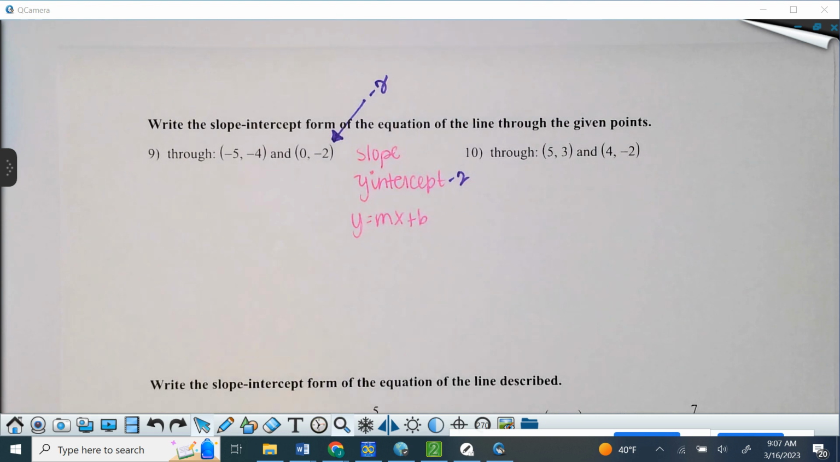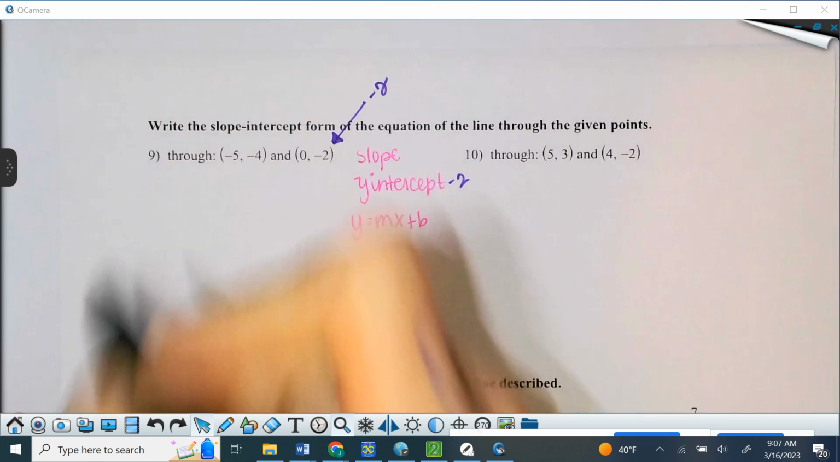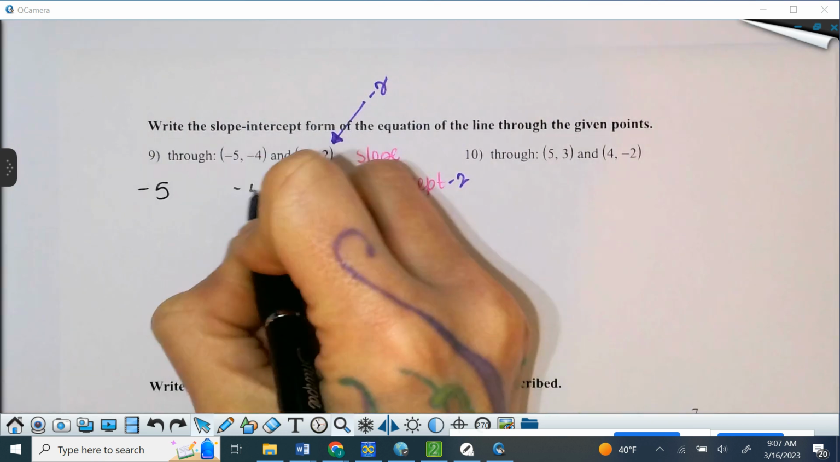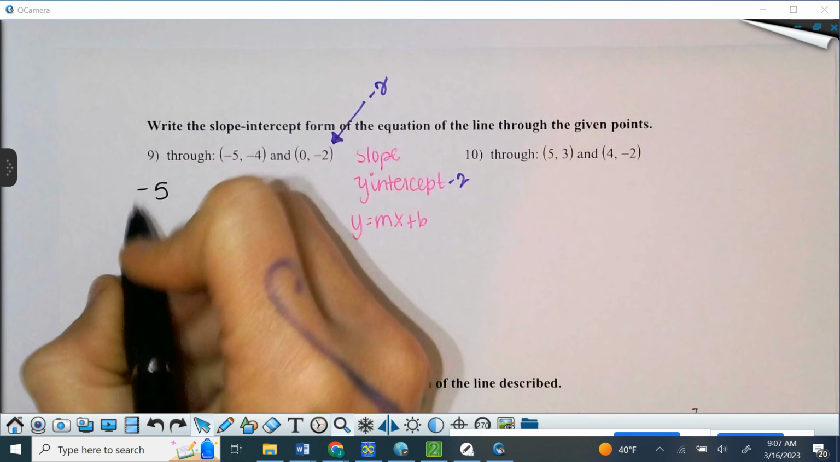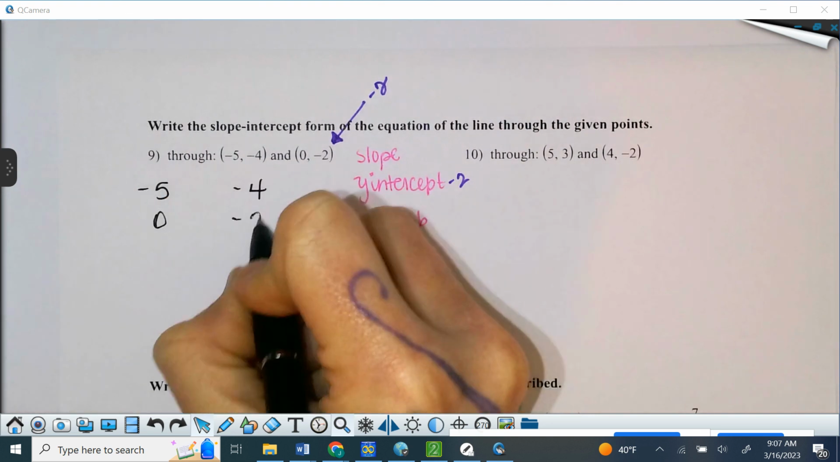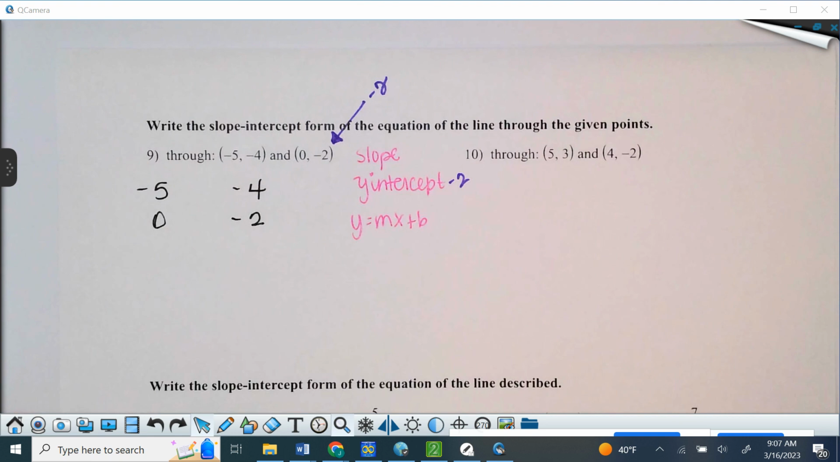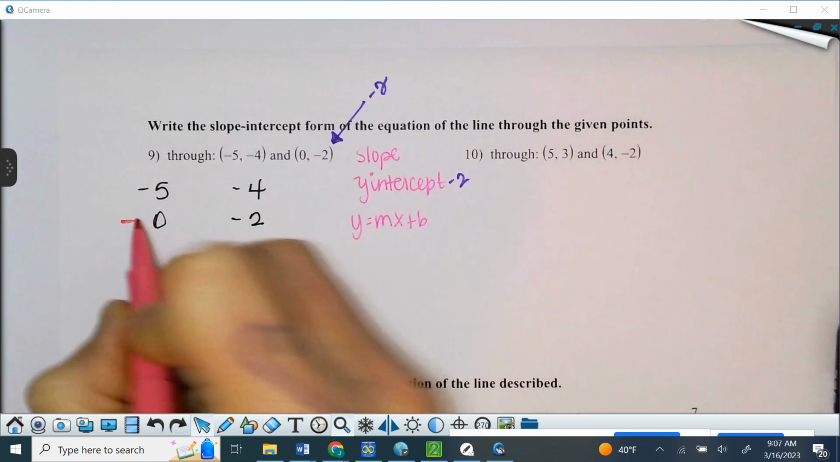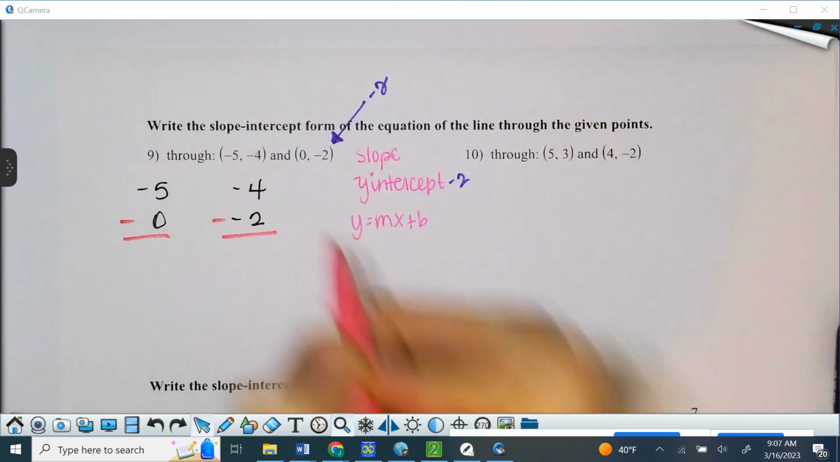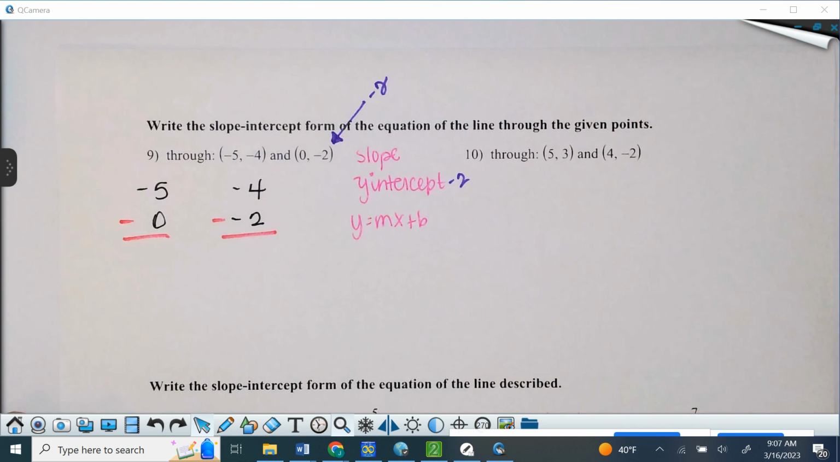As I said before, you can also, if this is calculator active, go put these two coordinates in Desmos and count it to get your slope. But I highly recommend stacking them. So -5, -4, so that's my first coordinate. 0, -2 is my second coordinate. We're going to subtract straight down. Subtract straight down. So -5 minus 0 is going to give me a -5.